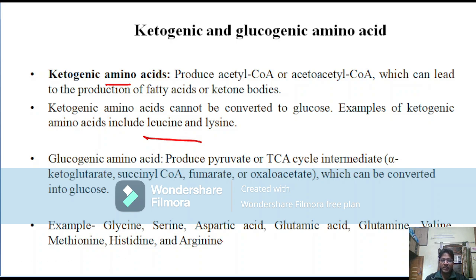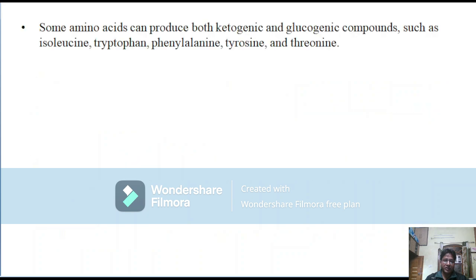That is glycine, serine, aspartic acid, glutamic acid, glutamine, valine, methionine, histidine, and arginine. Whereas some amino acids which can produce both ketogenic and glucogenic products are also present. Examples are isoleucine, tryptophan, phenylalanine, tyrosine, and threonine. These amino acids can produce a compound which can lead to the production of either acetyl coenzyme A, or they can be converted back into glucose.